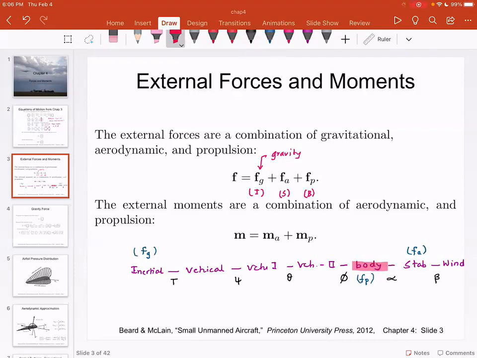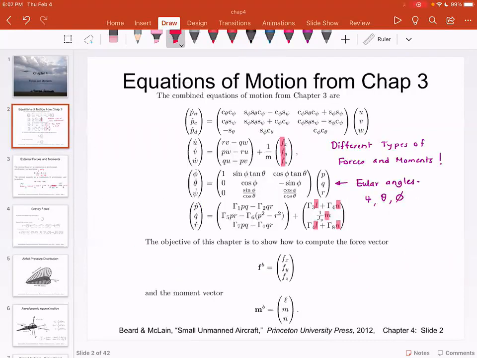And it is actually very intuitive, because if you look at this set of equations, the P, Q, R rotations are also in the body frame. The acceleration is also in the body frame. The angular acceleration is in the body frame. So it makes sense that if we transfer all the forces into the body frame, all the equations are going to be consistent.